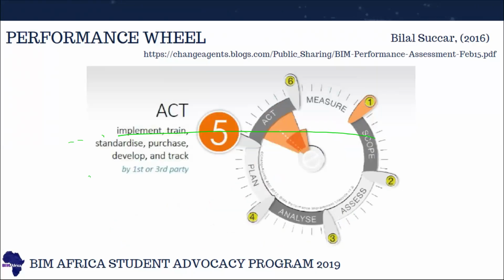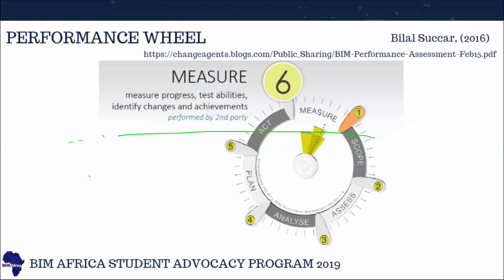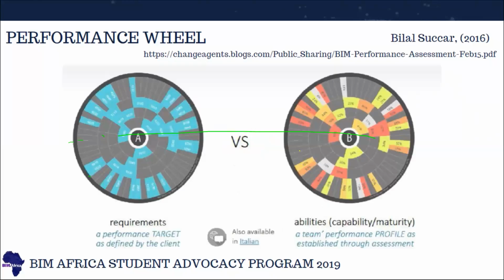And the fifth one is you then train or standardize or purchase or develop or track or do whatever you have to do in order to close up that gap. And the next is to measure how you're actually progressing with this. So it looks something like this.